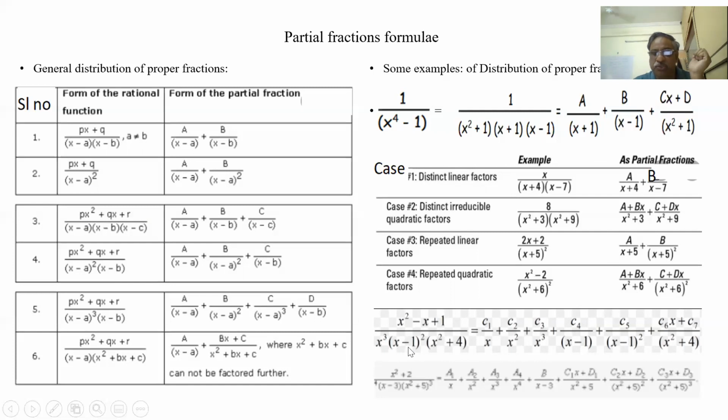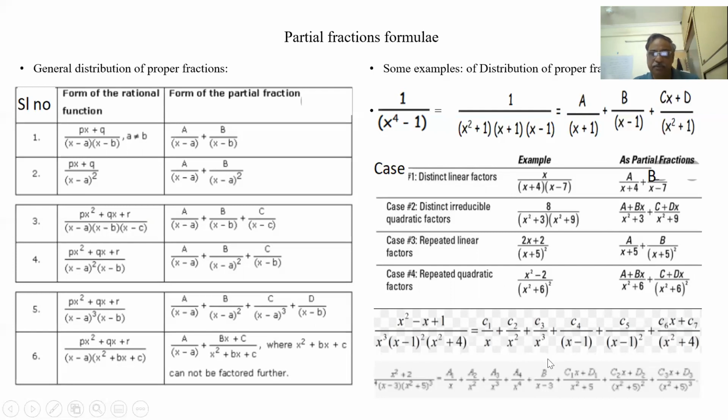So I'm putting all three separately. Then this is 2, so I'm putting 2 separately. Then this is of the form ax plus b, so I'm putting ax plus b over x square plus 4. This is the way it has to be distributed.